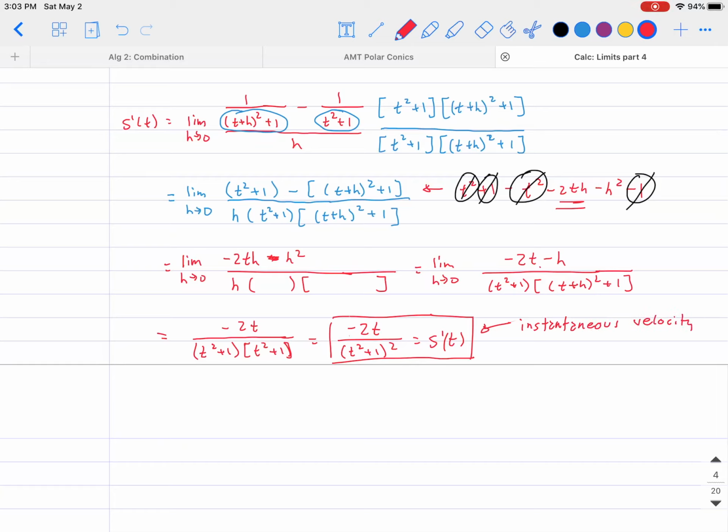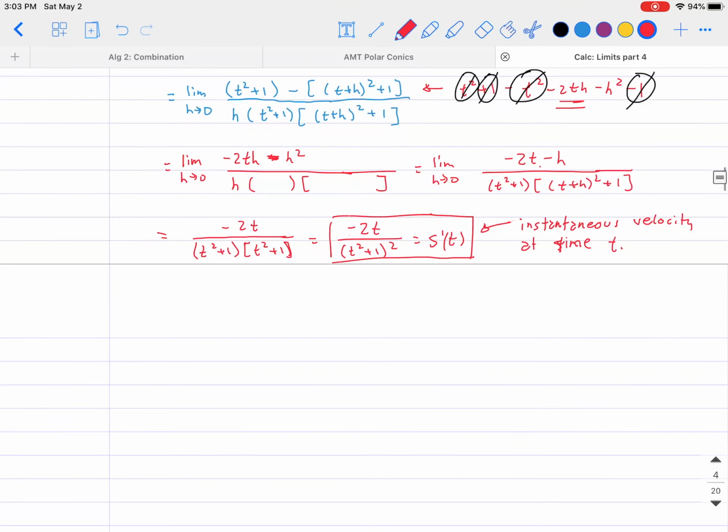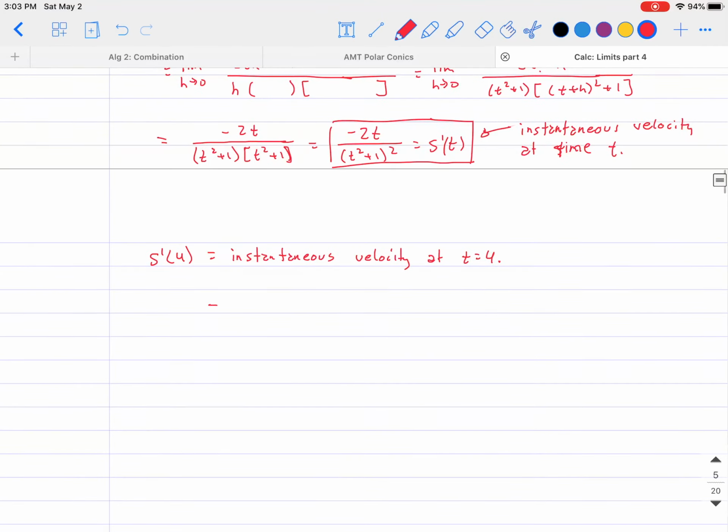Instantaneous velocity at some time t. And so if I ask you to solve for what is s prime of 4, then that means it's going to be equal to the instantaneous velocity at t is equal to 4.